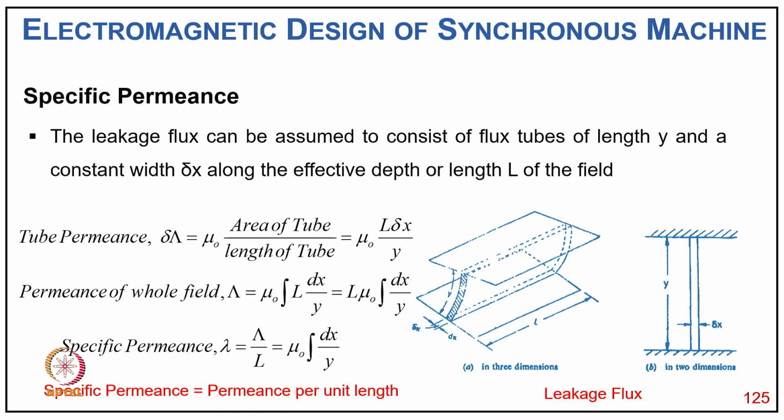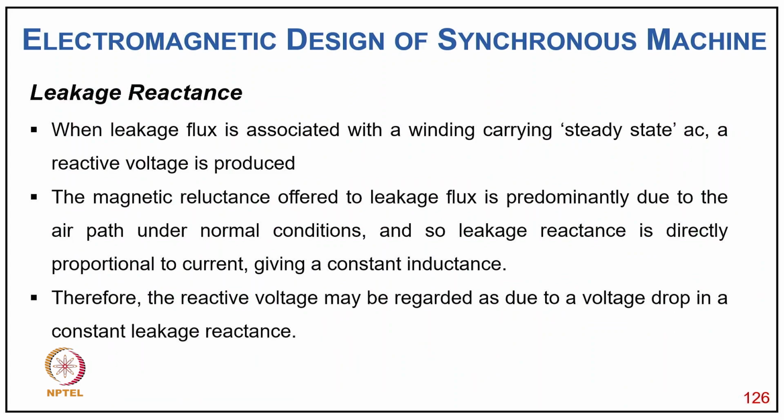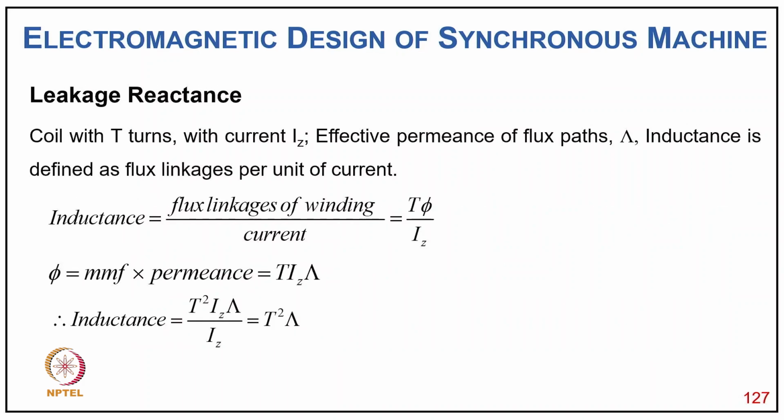And you can see how the leakage flux is really in different parts of this portion of the machine. Now coming to leakage reactance, when leakage flux is associated with the winding carrying current, steady state reactance voltage is produced. The magnetic reluctance offered to the leakage flux remains permanent due to the air path under normal conditions. So leakage reactance is directly proportional to the current, giving a constant inductance, and therefore the reactance voltage may be regarded as due to the voltage drop in a constant leakage reactance.